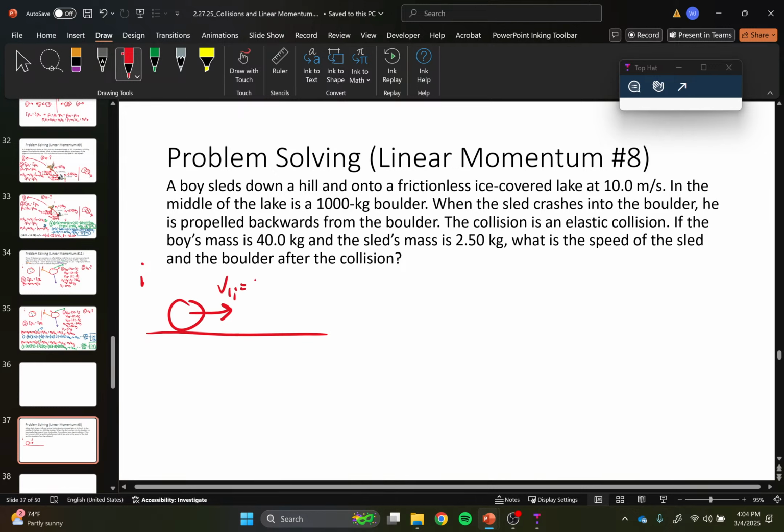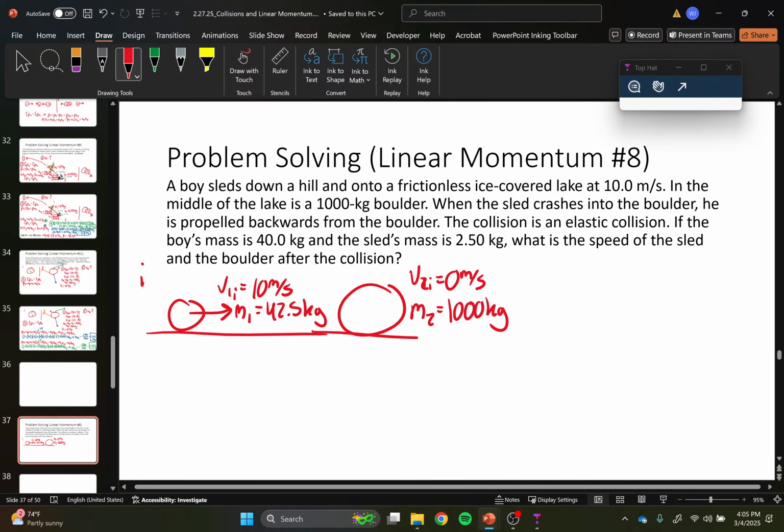So we're going to call that velocity 1 initial is 10 meters per second. And you got a big boulder. And the mass of the boy and sled together is going to be 42.5. Boy is 40, sled is 2.5. Add them together. Awesome. They hit the boulder. The boulder's not even moving to begin with. And the mass of the boulder is 1,000. All right, so far, the problem's very straightforward. You're like, man, it doesn't even have X and Y components. How could this be bad?